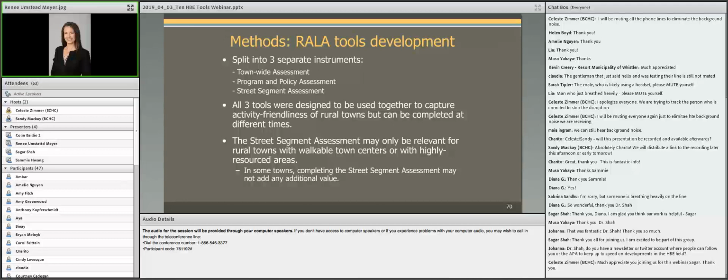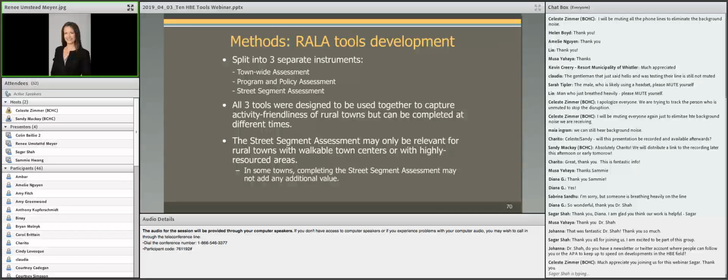At the same time, just as a side note, our team across the sites also developed a perception tool that was published about 2 years after the RALA tools were. I'm not going to talk about it today, but it was a perceived environmental support scale to couple with this, a relatively short way of getting perceptions from residents.